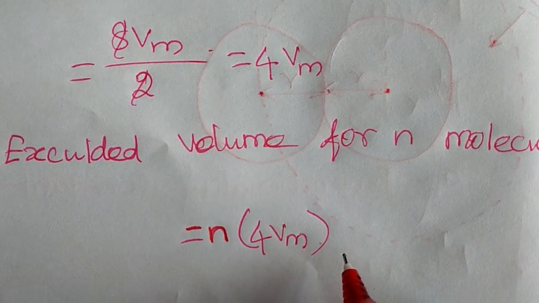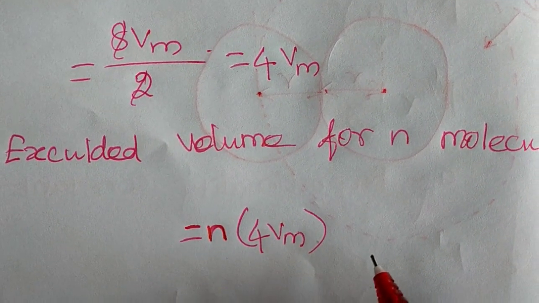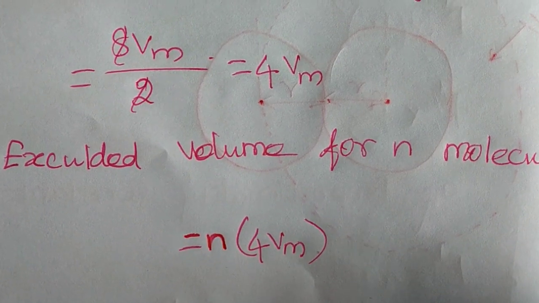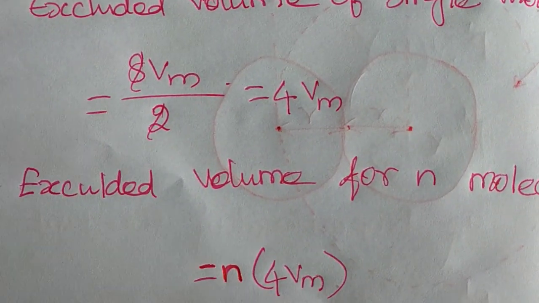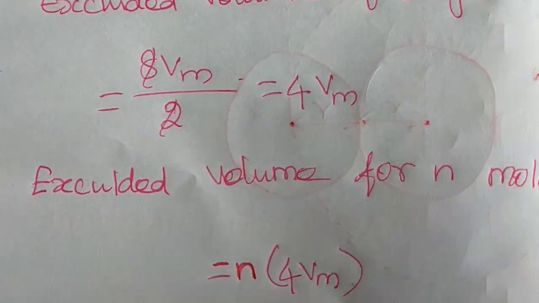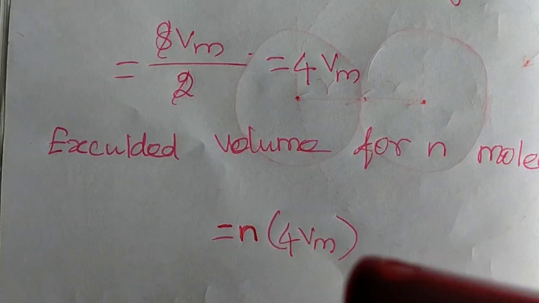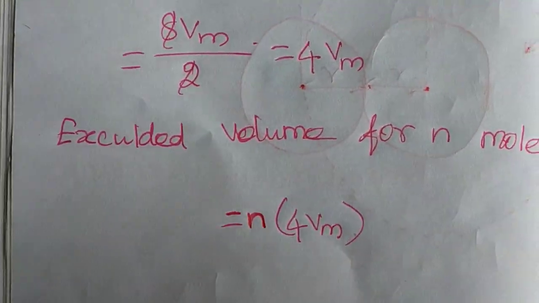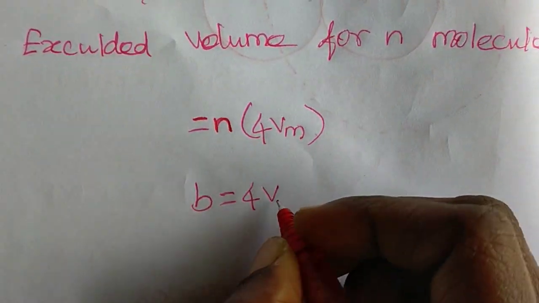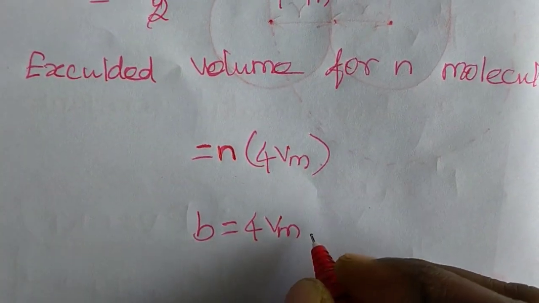So B is the van der Waals constant. There we use one constant, that is A. In the pressure correction we used one constant, that is A. That is also a van der Waals constant. But here we used B, where B is equal to 4 Vm. Okay, B is equal to 4 Vm.